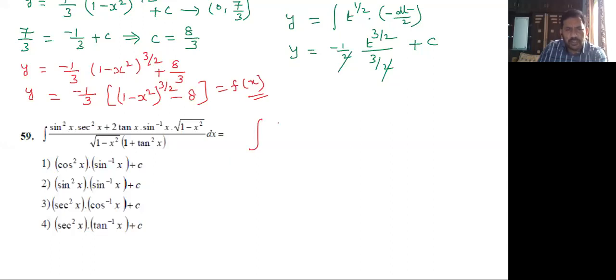How? See, sine square x. Here secant square x is there. Secant square x means 1 plus tan square x. So secant square x and 1 plus tan square x cancel. Remaining is under root 1 minus x square plus. Here observe that root 1 minus x square and root 1 minus x square cancel. 2 tan x by 1 plus tan square x, the formula for that is sine 2x, into root 1 minus x square, root 1 minus x square cancel. Remaining is sine inverse of x.